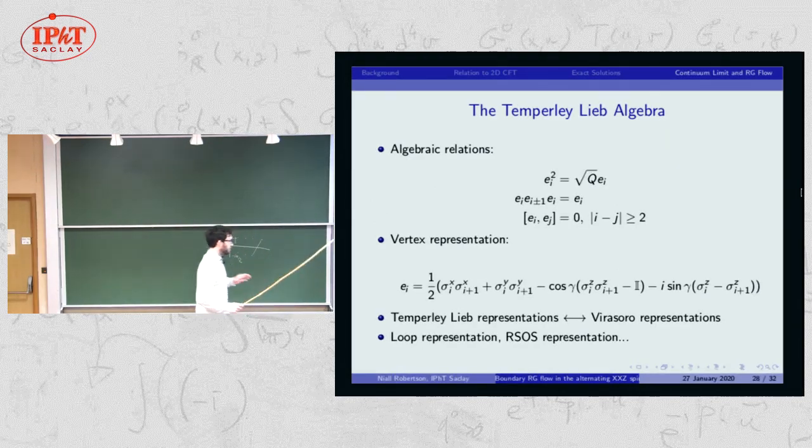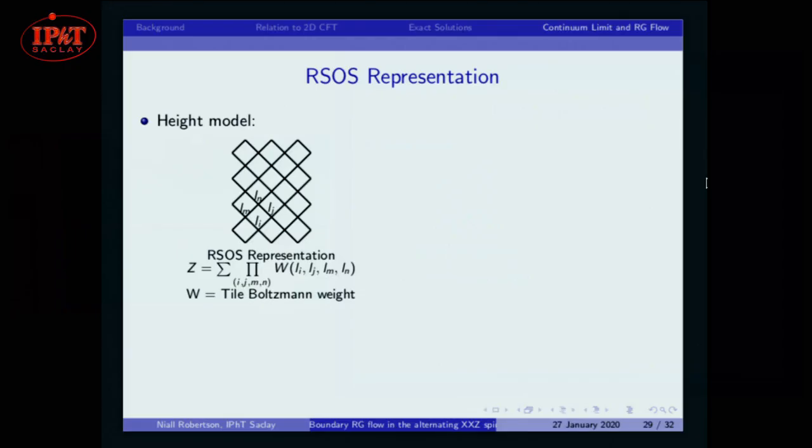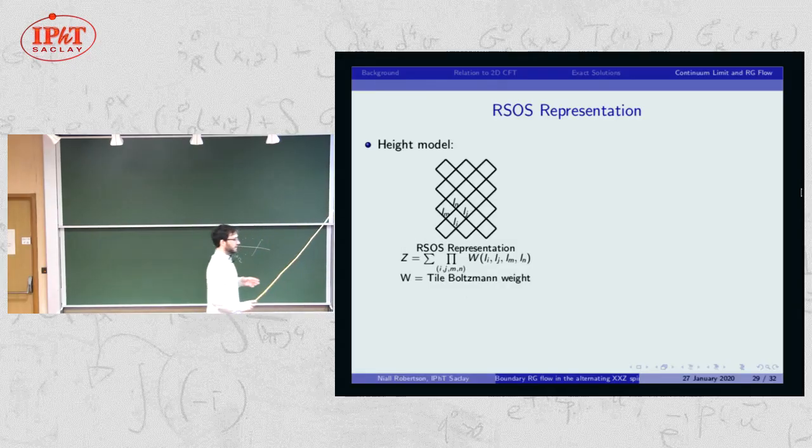So let's look at some other representations. One particular representation of e_i that we could pick, it's very famous, is called the loop representation. We're going to be interested here in another one called the RSOS representation, which is most naturally introduced in the context of height models. These are classical statistical models on the lattice, which some people here will be exceptionally familiar with. So the Boltzmann weight of each tile is a function of the particular heights that live on the vertices of each of these tiles, subject to the condition that they must differ only by plus or minus one.